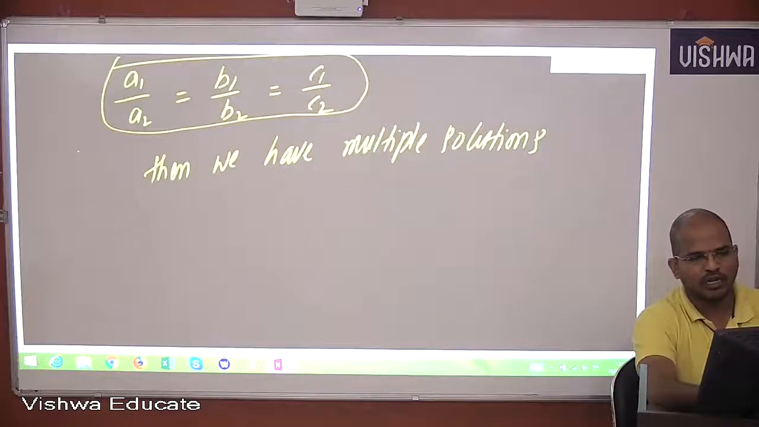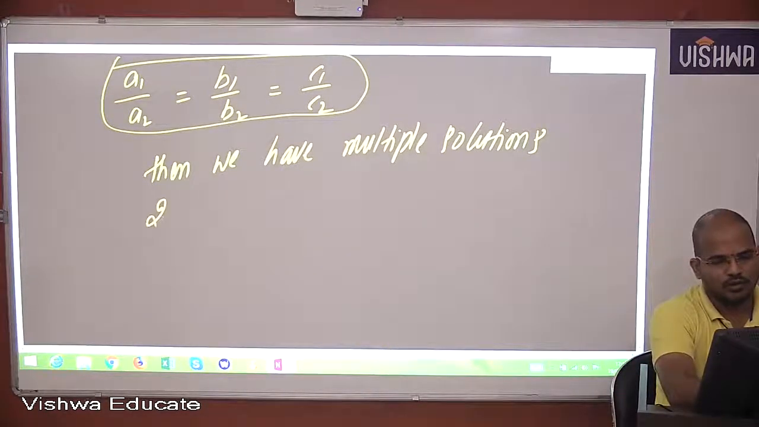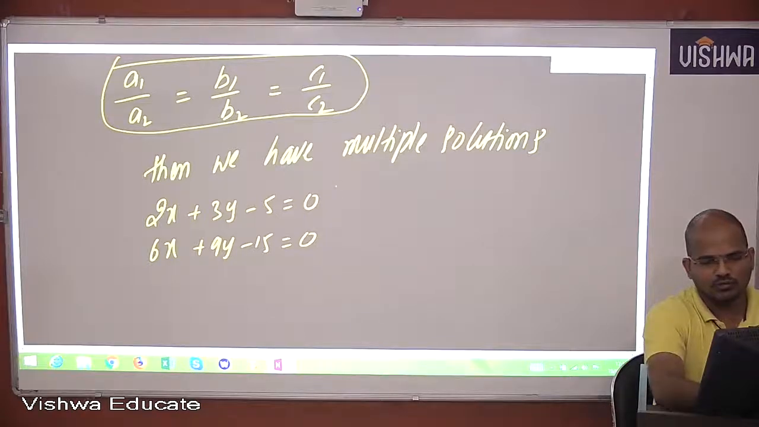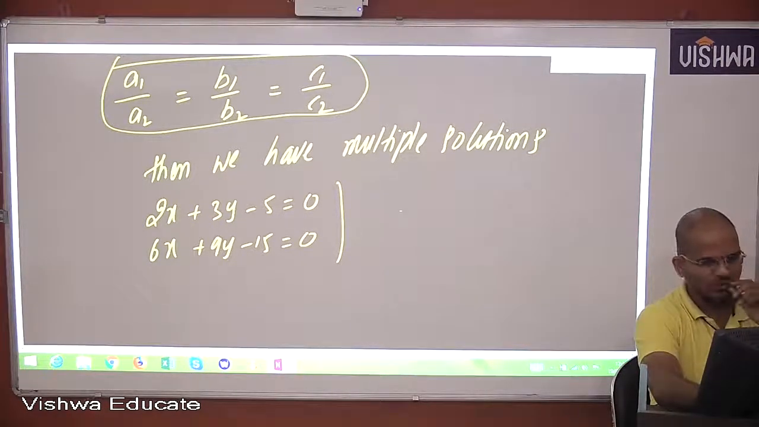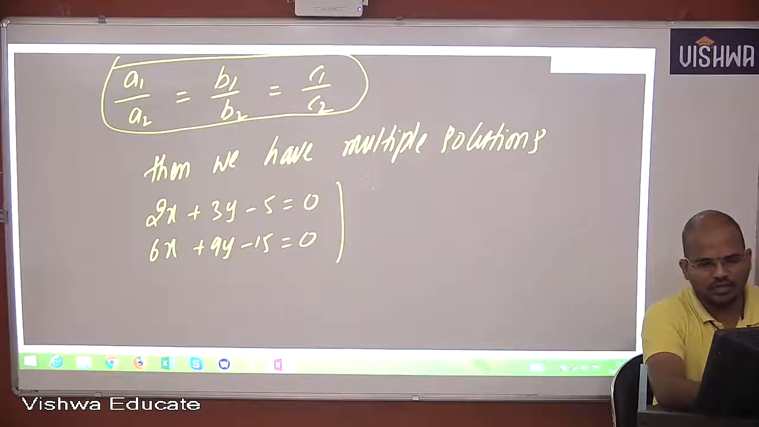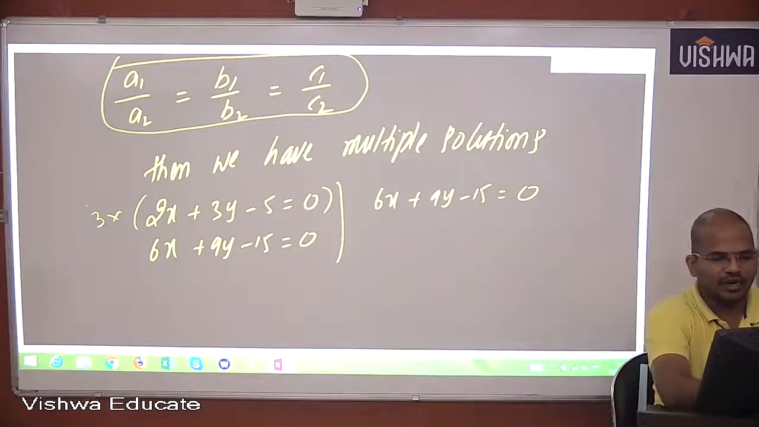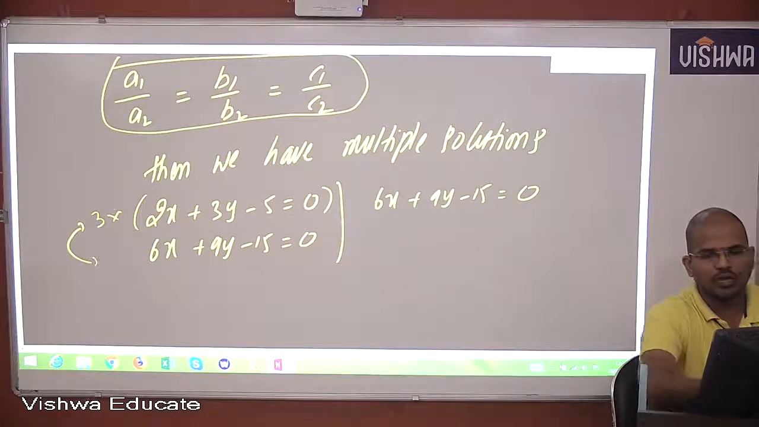Now let us see how they get infinite solutions. So for example, 2x plus 3y minus 5 is equal to 0, and 6x plus 9y minus 15 is equal to 0 are two equations. Now, if you multiply the first by 3, you again get 6x plus 9y minus 15 is equal to 0. So in fact both are identical equations. So you have one equation with two variables, so you can have infinite solutions.